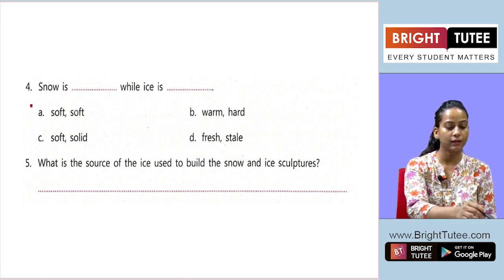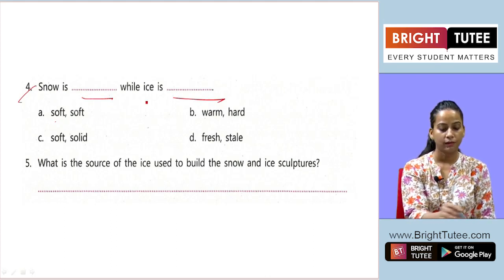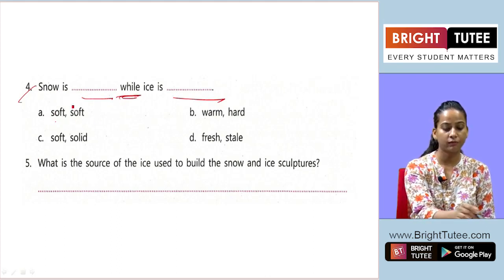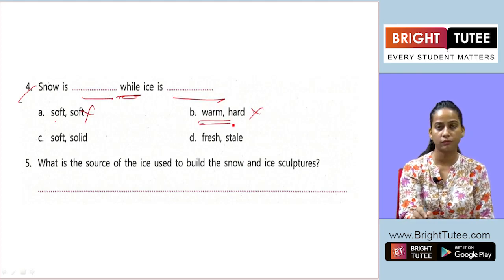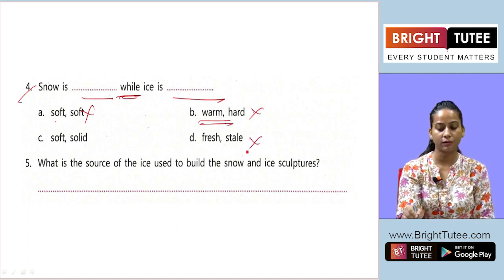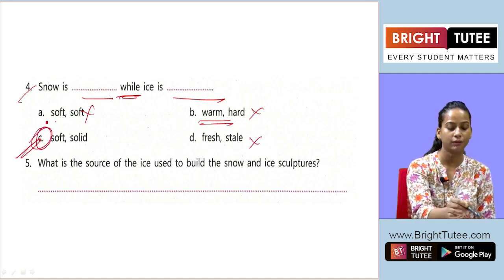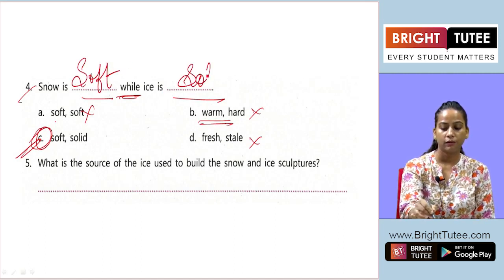The next, 4th one they have asked, snow is blank while ice is this. Here we are doing the comparison. Snow is soft while ice is... Warm and hard will not go because snow cannot be taken as warm. Soft and solid, and fresh and still, this will not go. So option C is the correct one. Snow is soft while ice is solid.